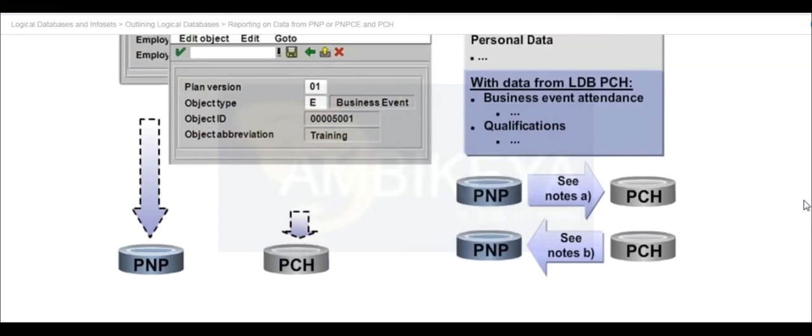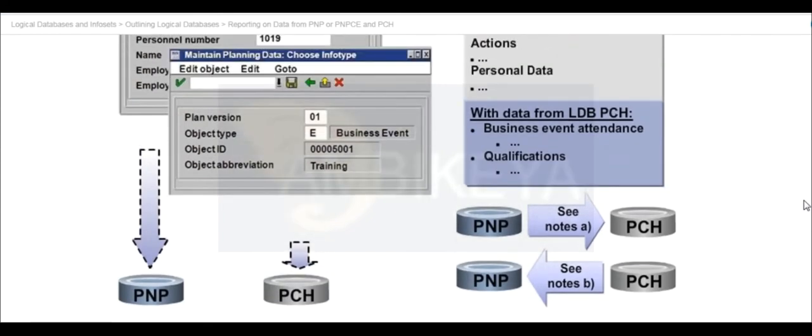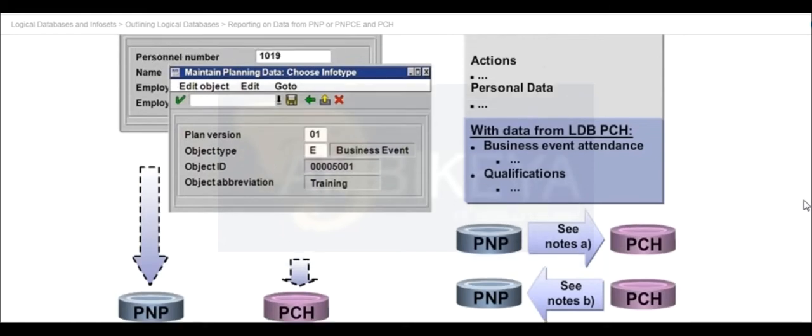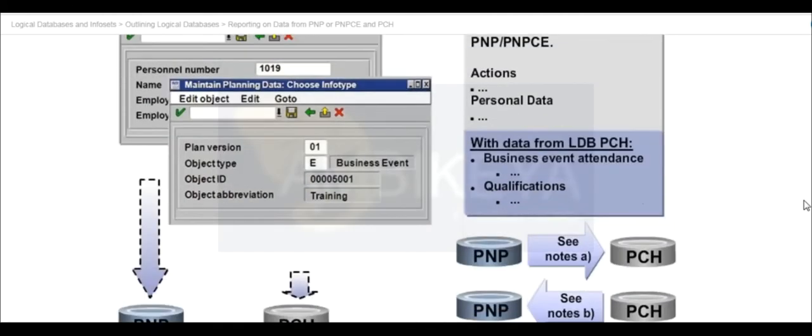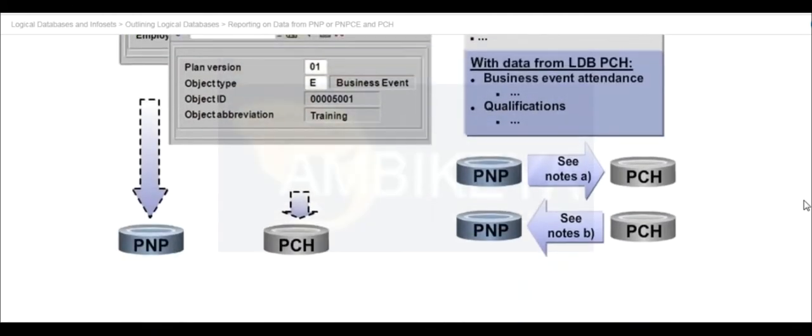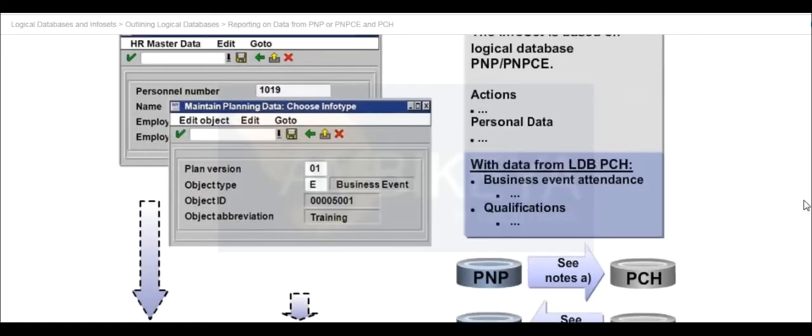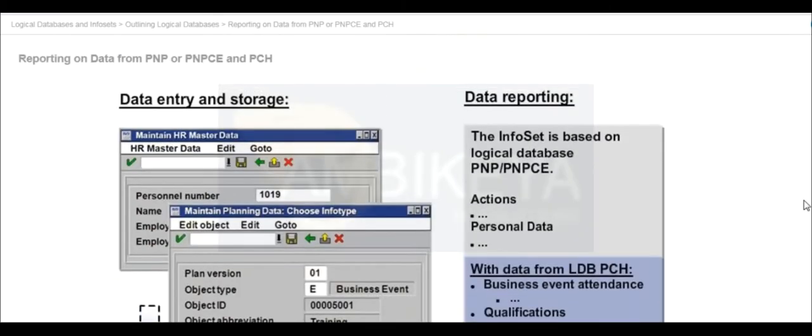You want to report on all HR master data info types. In this case, you must work with the logical database PCH. When you create the Infoset, do not select an object type, in which case you can only work with SAP query, or select the object type P, that is person, or S, that is position.